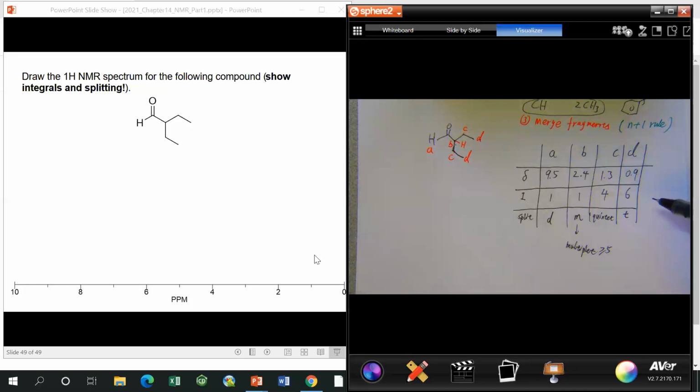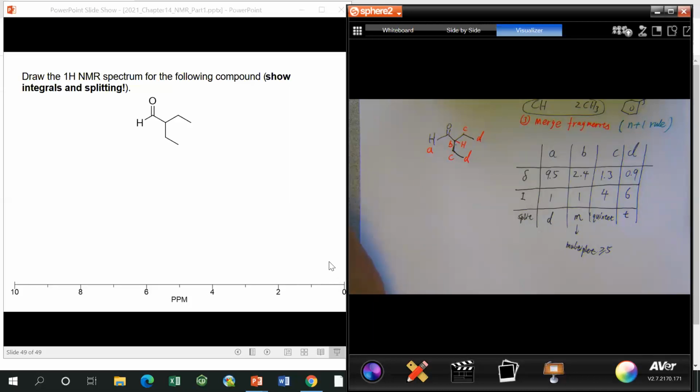You just find the peak positions on the NMR scale. For example, A is about 9.5, so that is probably about here, and for a doublet you draw 2 peaks. For B, 2.4, find 2.4 here, and for a multiplet you draw a bunch of small peaks. C is a quintet at about 1.3, probably this area, so draw 5 peaks. And D is a triplet at about 0.9, so it is here. Draw 3 peaks.